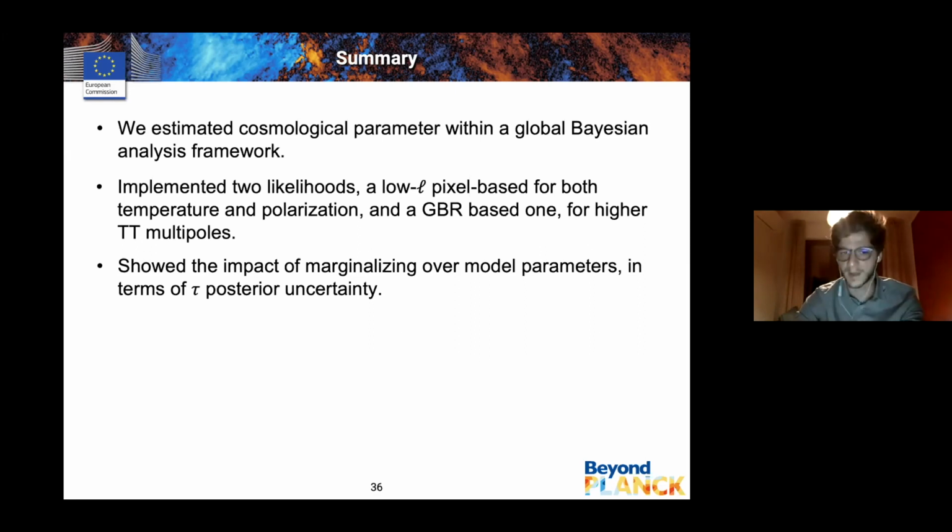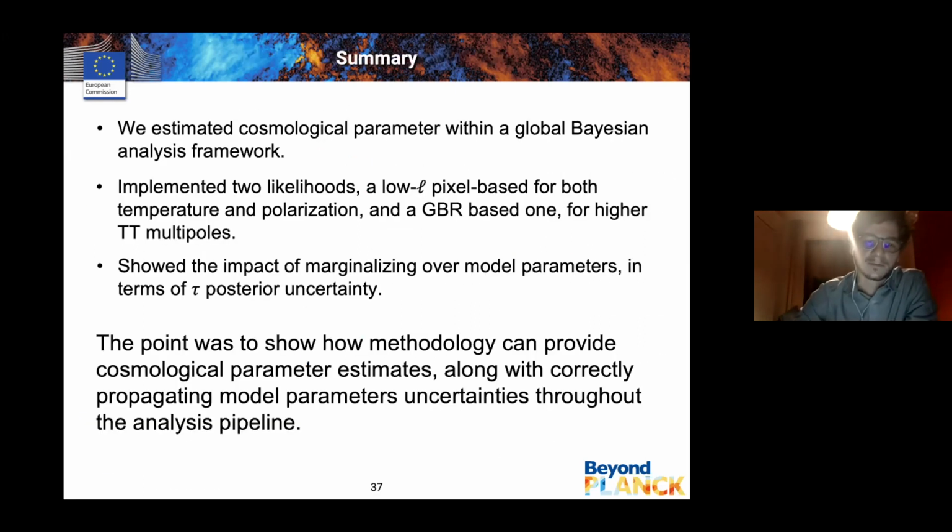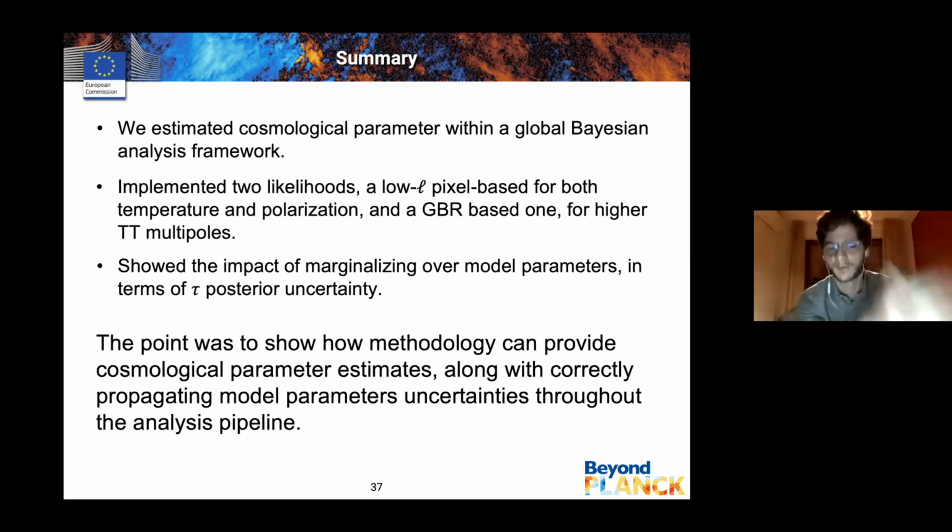But it's just a benchmark, as I said, tau. So what was the point? The point was to show how the methodology can work. So our methodology can provide cosmological parameter estimates. This is perfectly doable, but also, and maybe the real focus is this one, we can do this correctly propagating model parameter uncertainties throughout the pipeline.